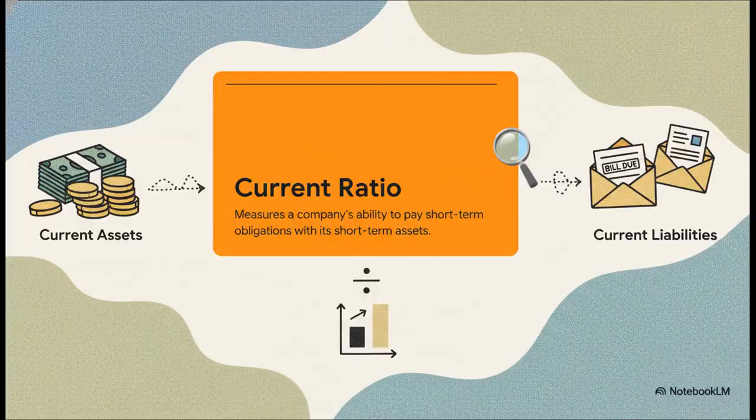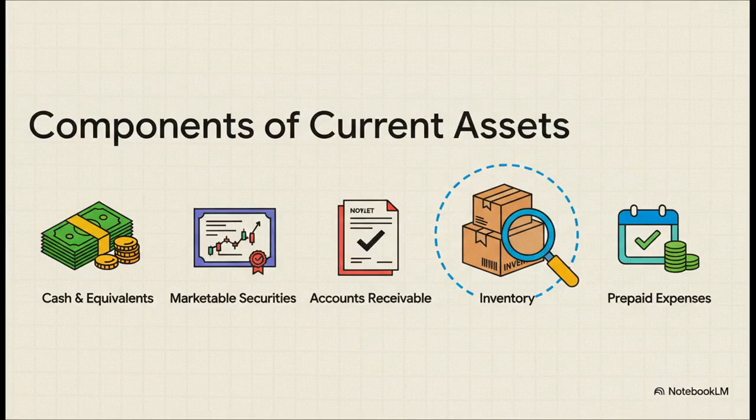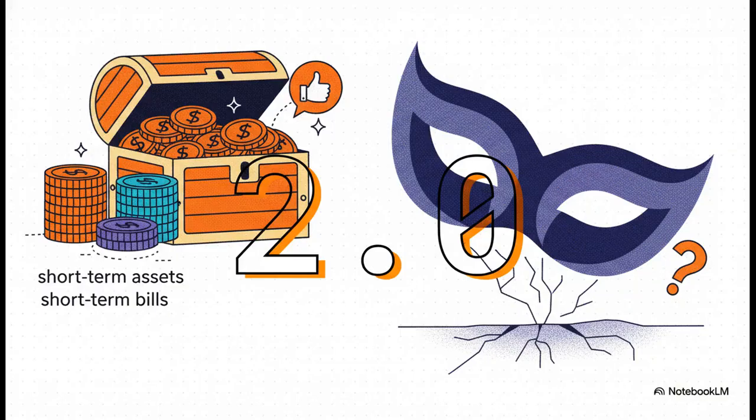Simple enough. So what exactly are we talking about when we say current assets? Well, you've got things that are really close to cash, like securities or accounts receivable. That's money your customers owe you. But then you've got inventory. And I want you to pay close attention to that one, because as we're about to see, not all these assets are created equal. Now, generally, a current ratio of 2.0 is seen as the gold standard.